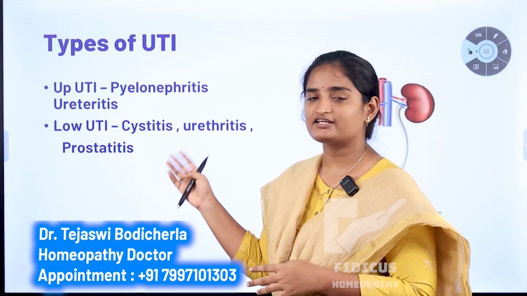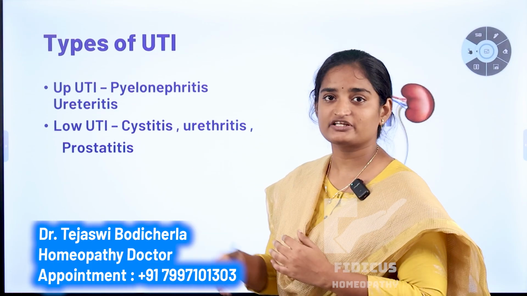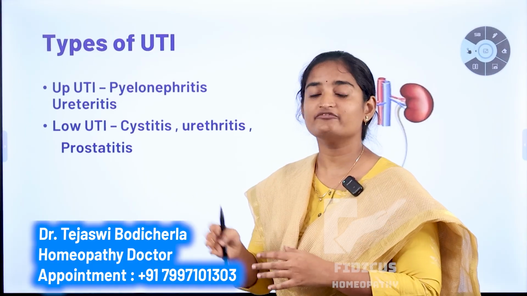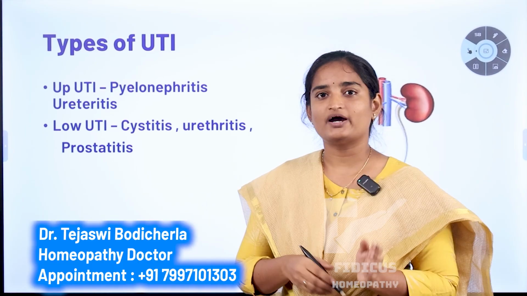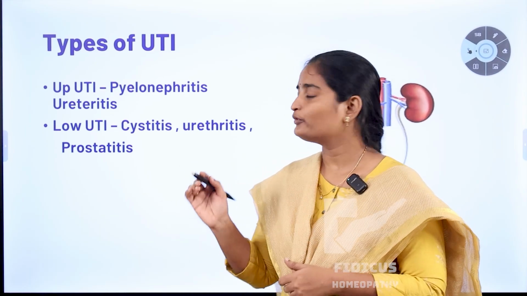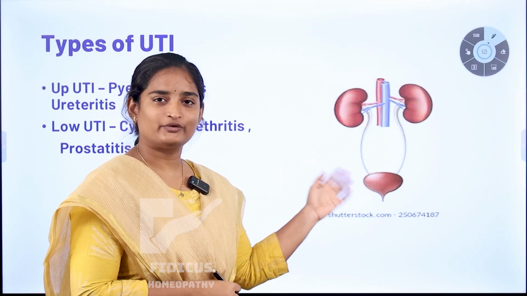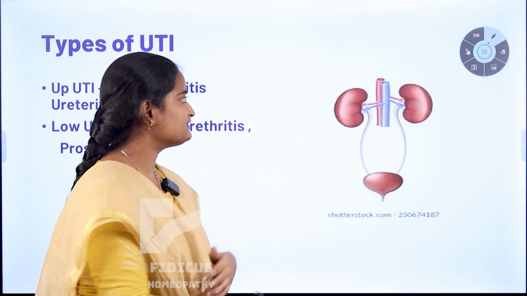Now that we know the structure and function of the urinary tract system, we come to the types of UTI. Types of UTI depend on which part of the urinary tract system is involved. Based on the part involved, we can divide it into upper urinary tract infection and lower urinary tract infection. In upper UTI, you can see pyelonephritis and urethritis.